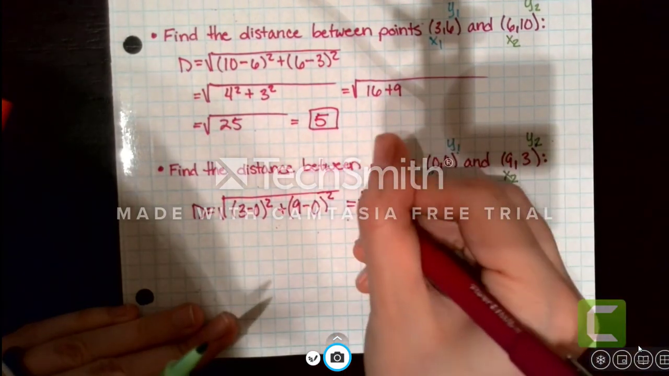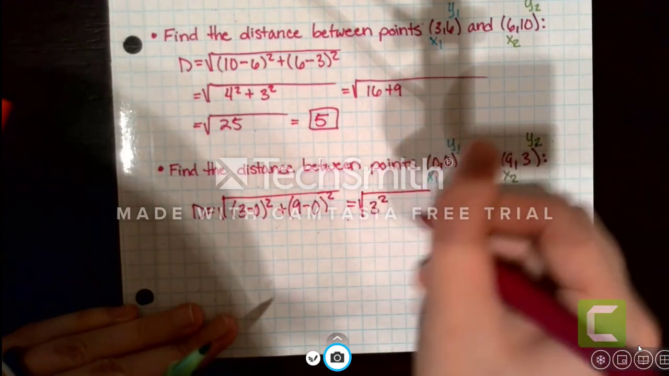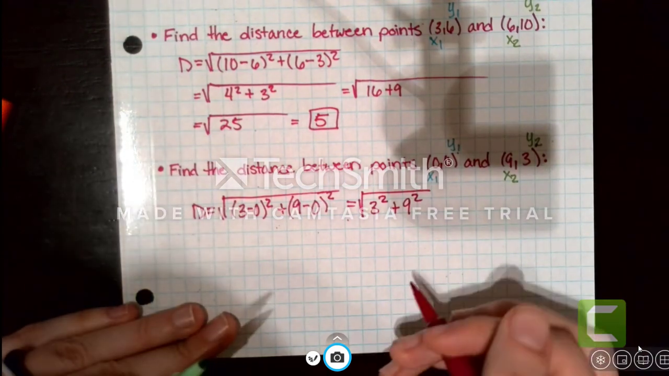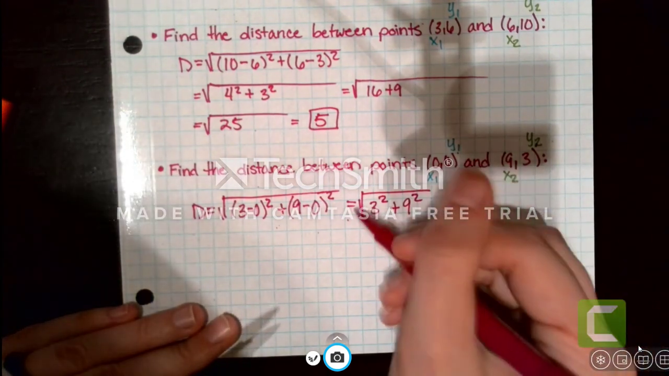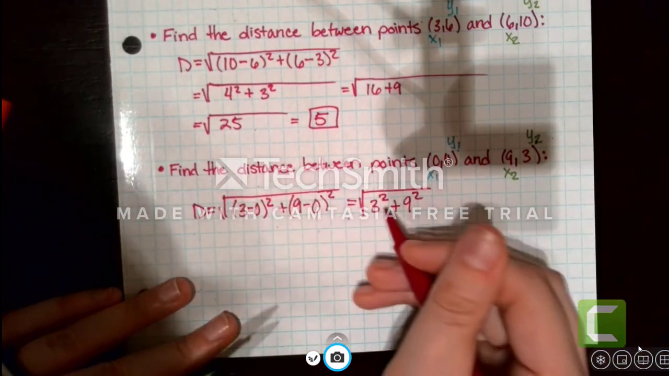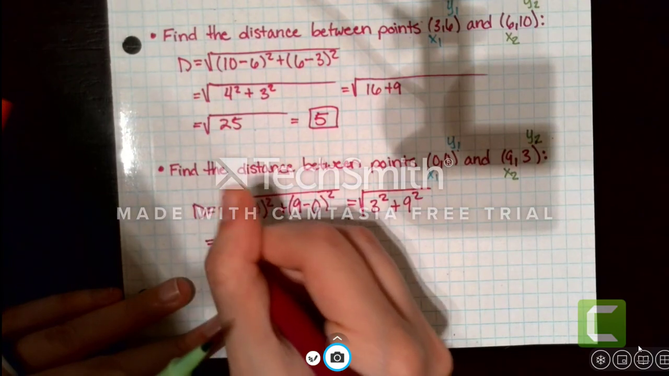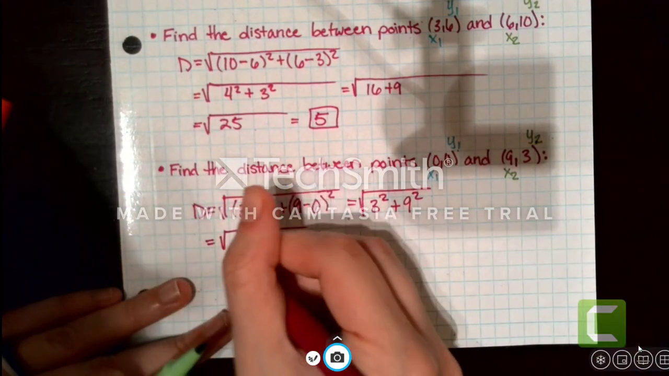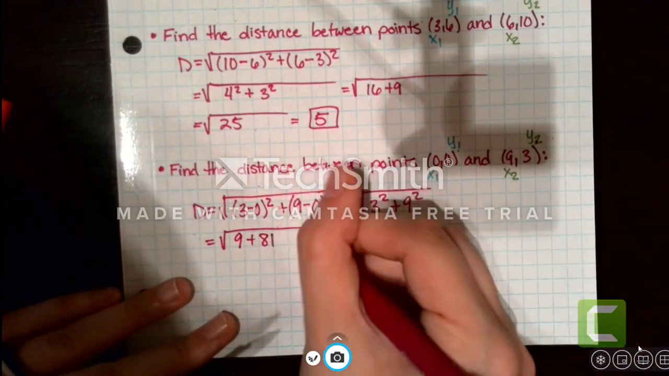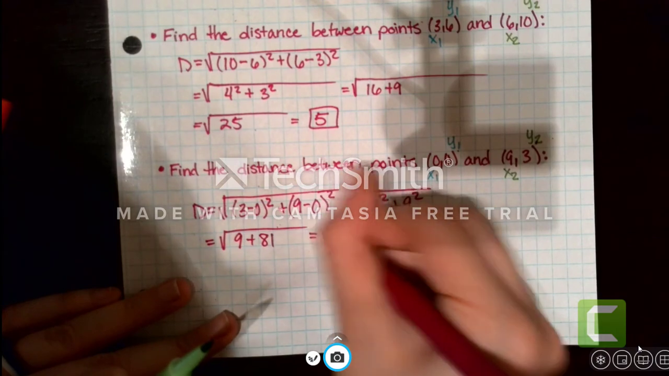Solving algebraically first, you'll see that you have 3 squared plus 9 squared under your radical. So, next step, square each number and add them together. Under your operation, you should have 9 plus 81. And 9 plus 81 gets you the square root of 90.